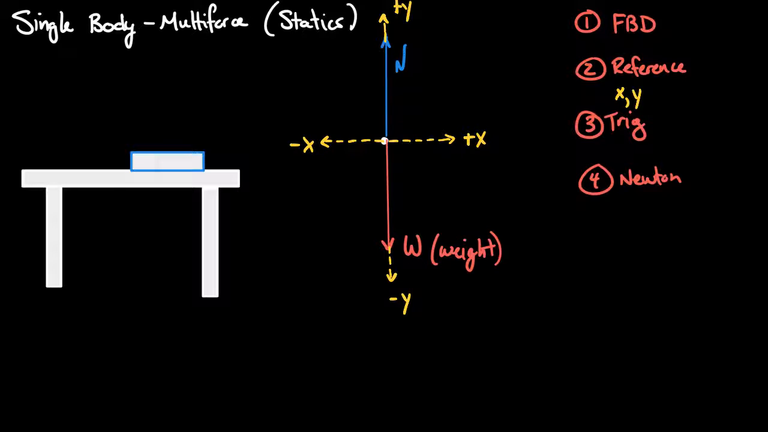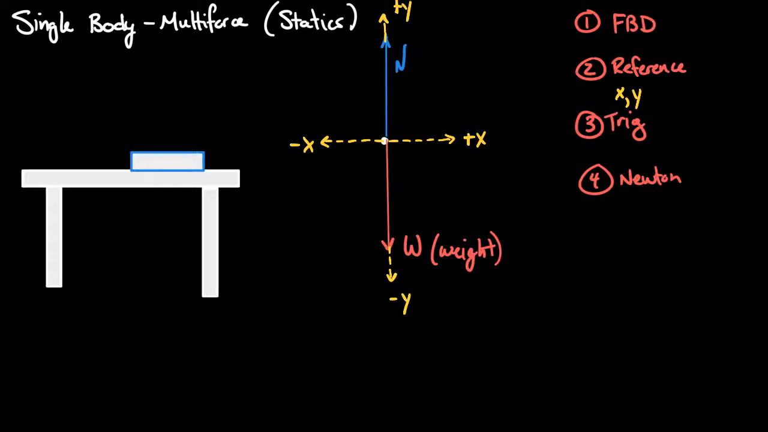All right, once you have an established coordinate system, your next step is to use trig. Now, what you really should write here for step 3 is you must convert all off-axis forces into components. We haven't used the word component yet. We're going to in the second example. But I'll say it again: you're trying to convert all off-axis forces into components.